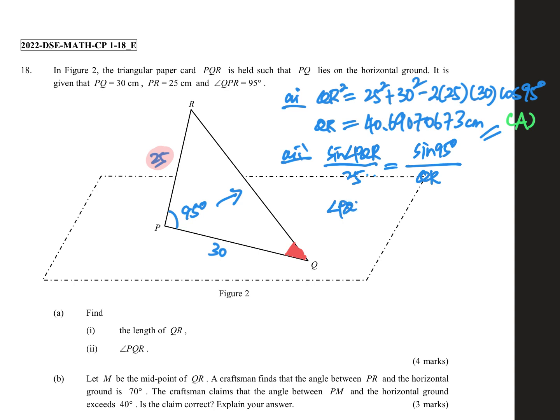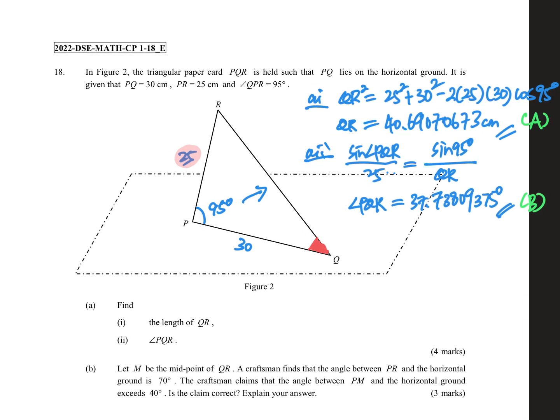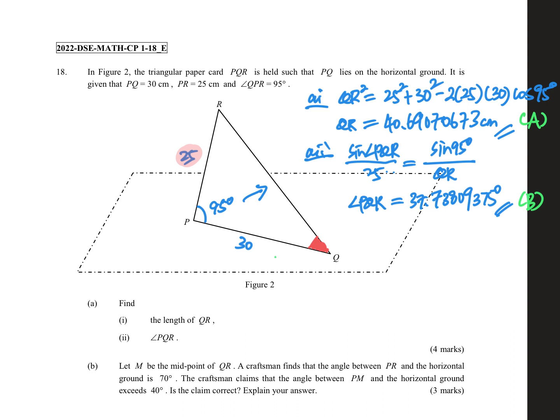So PQR will be 37.7380 and so on degrees. This one we try to save. Good. So that will be all about part A. Part A is just a 2D problem.